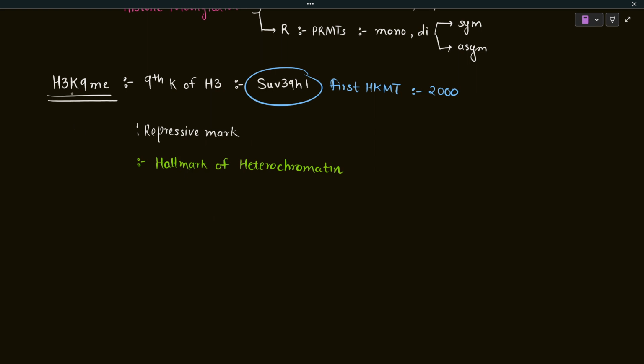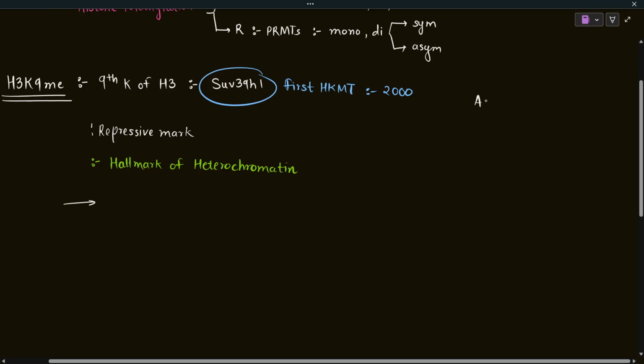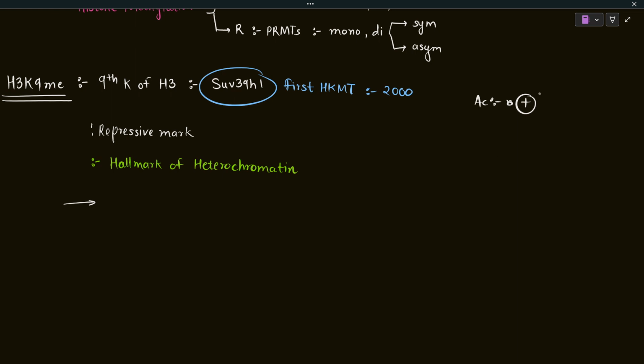Unlike histone acetylation, which directly perturbs the chromatin environment, H3K9 methylation acts as a signal for the recruitment of certain factors. It doesn't directly change the chromatin environment. For example, in histone acetylation, the addition of the acetyl group neutralizes the positive charge of histones. This weakens the DNA and histone interaction, so the addition of the acetyl group is directly responsible for changing the chromatin environment.